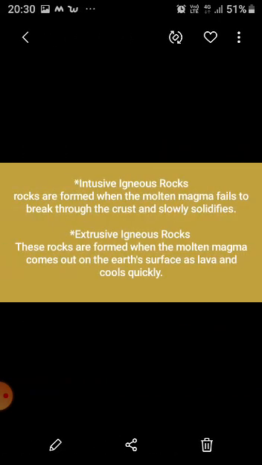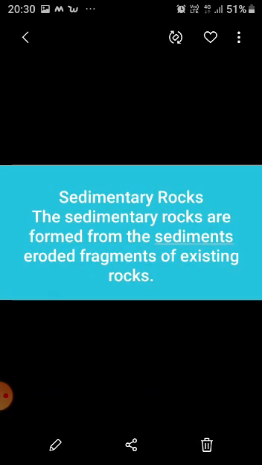And the extrusive igneous rocks are formed when the molten magma comes out on the earth's surface as lava and cools quickly. These rocks are also called the volcanic rocks and the best example is basalt. They are very hard and compact, and these rocks have a crystalline structure and they do not contain the remains of plants and animals, which we call fossils.